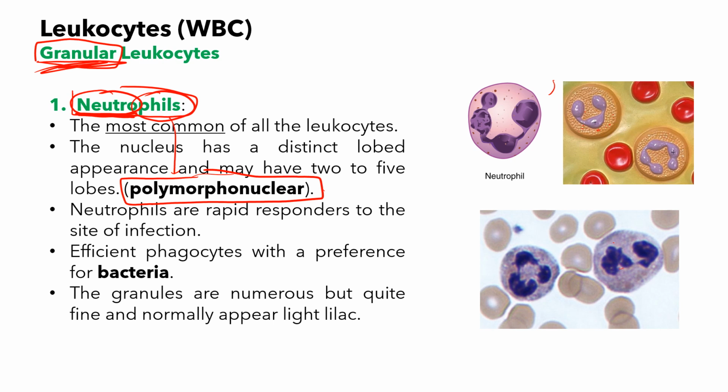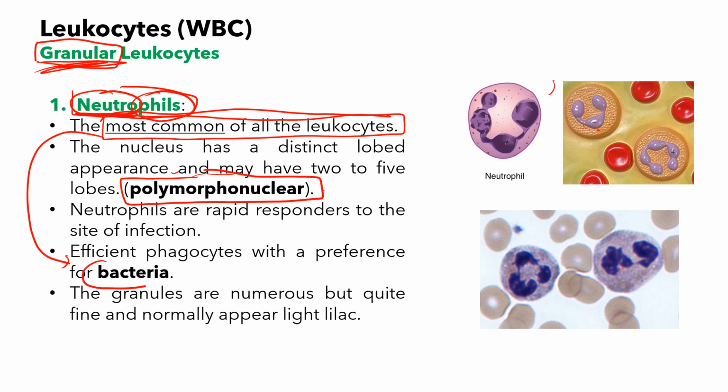From all the white blood cells, neutrophils are the most common type of leukocytes. Once again, overall, the most abundant cell in the blood are red blood cells. But from the leukocytes, from the white blood cells, neutrophils are the most abundant type. And when they increase in number, most of the time, that represents a bacterial infection.